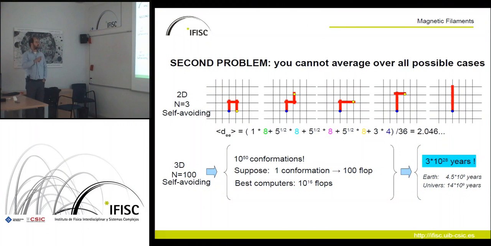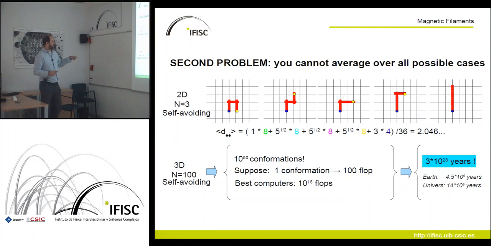Then, there is a second problem: we cannot average over all possible cases. If we have a filament of, let's suppose, 3 colloidal particles, what could we do? You put it in a two-dimensional grid, and if you want to compute the distance between the two ends of the filament, you just create all the possibilities, and measure for each one the distance between the two ends. You average over the 36 possible conformations, and you get the average value.